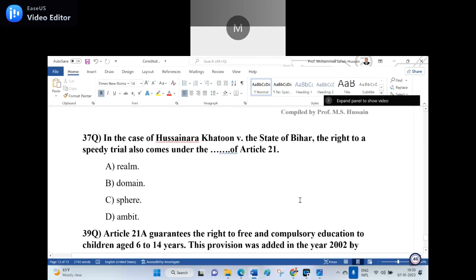37th question. In the case of Hussain Ara Khatun versus State of Bihar, the right to speedy trial also comes under the dash of Article 21. A. Real. B. Domain. C. Sphere. D. Ambit. Domain, sir. Wrong. Ambit. Ambit is the right answer.